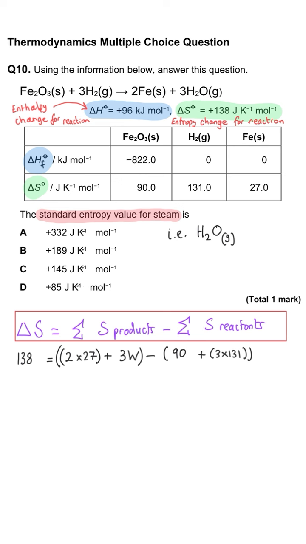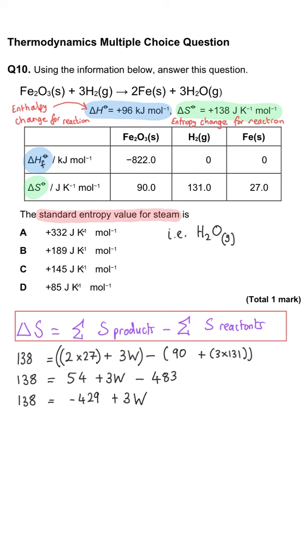So that is our calculation based on the equation. And typically we might be expected to add all these together and then subtract them and work out the entropy change for this reaction. But we've actually been told what the entropy change value is, 138. So that means that 138 is going to be equal to all of this worked out. And so we've got 54 plus 3W inside the first bracket, and that second bracket resolves down to 483. So 54 plus 3W minus 483 is equal to 138.